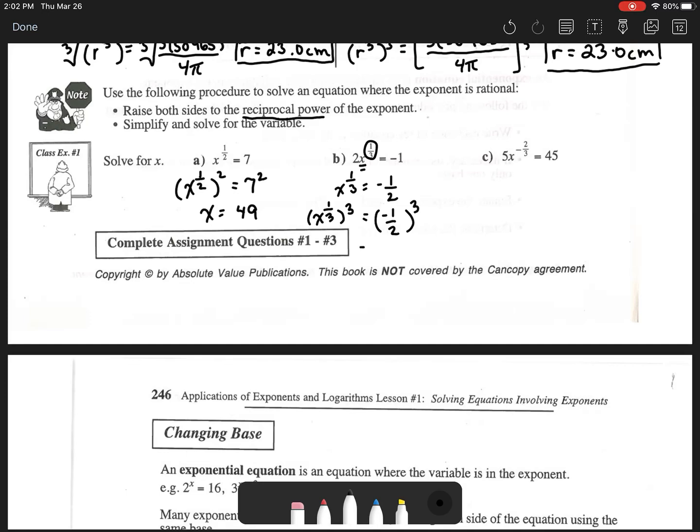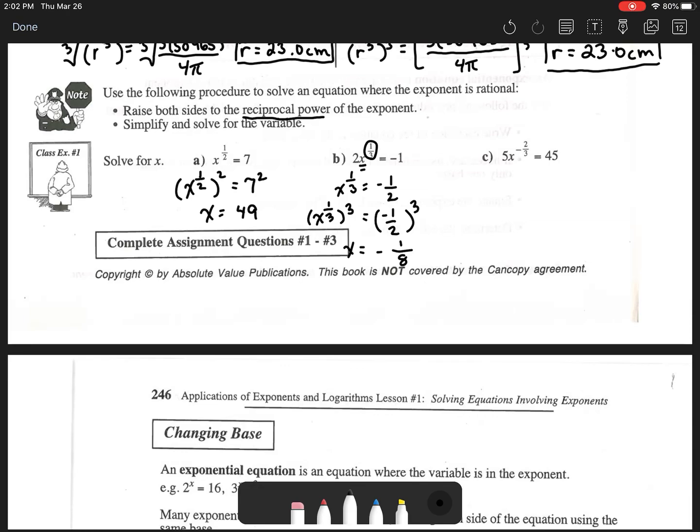So if I cube the left-hand side, I then have to cube the right-hand side, like so. Now I have a negative value, and if I'm cubing it, the answer will still be negative. 1 cubed is 1, and 2 cubed is 8. And there's your solution. So on this side, you just have x. So x is equal to negative 1 over 8.